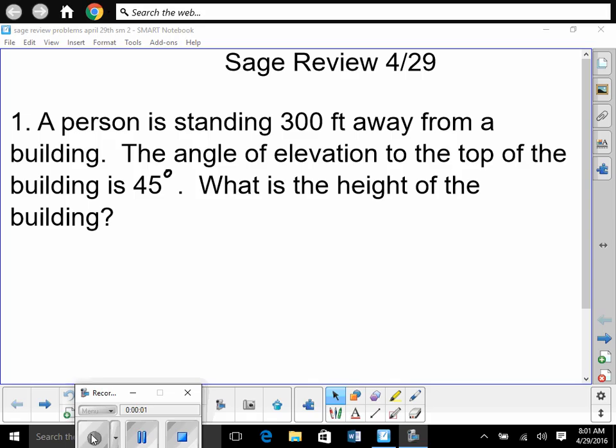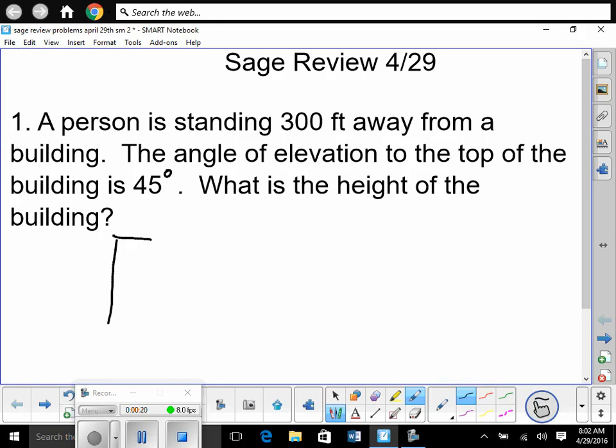It says a person is standing 300 feet away from a building, and the angle of elevation to the top of the building is 45 degrees. What is the height of the building? So, guys, let's draw a picture, right? That was our best option, drawing a picture. A person standing 300 feet away from a building, so let's just draw a rough sketch of a building. A person is standing 300 feet away, so you draw a little person.